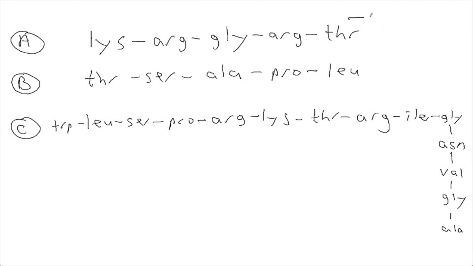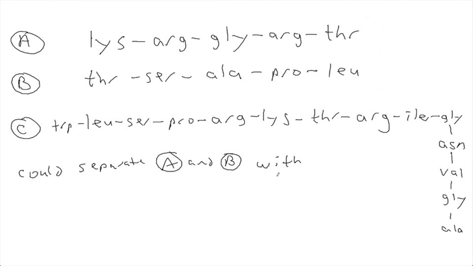How could you separate A and B? A and B can be separated with salting out. How do you know? Because one could be more soluble than the other. Do you know that one is more soluble than the other? No. So if this was a test question, that probably wouldn't be what they're going for. It's possible that salting out would work.